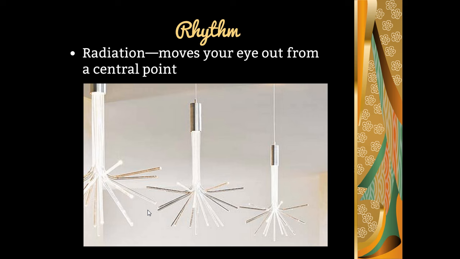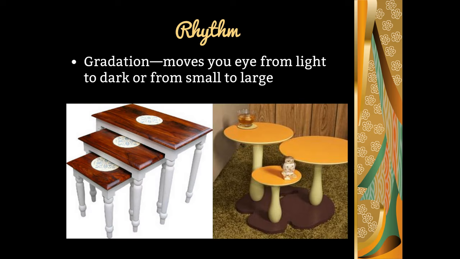Another part of rhythm is what's called radiation, which moves your eye out from a central point. So in here, here's your central point, and it moves your eye out. So it's like, bam, lots going on. It's like a burst of light. You see this a lot in, you know, framed art, rugs, pillows, etc. It's not always just in a light.